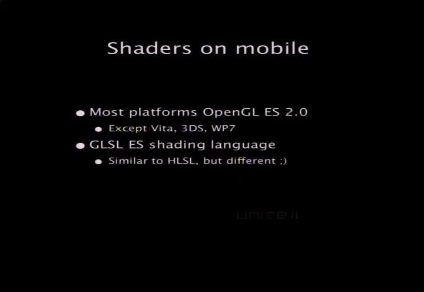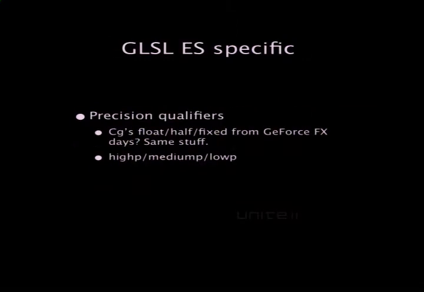Now for the actual shader performance optimization. Shaders on most mobile platforms we care about are running in OpenGL ES 2.0, except the PlayStation Vita, 3DS and the Windows Phone. So all of them use the GLSL shading language, which is kind of like HLSL, but a bit different. What is different from desktops is that it has precision for different types. Whereas on the desktop, you mostly use float, which is a floating point number.